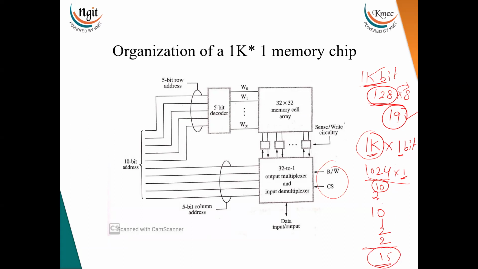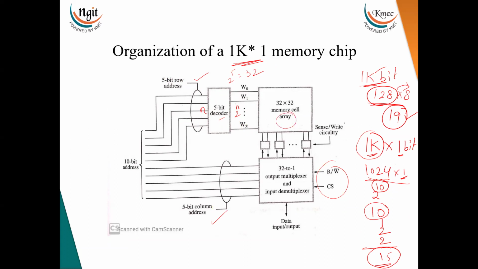Now, if I am designing the 1 kilo by 1 bit memory chip, then I need the 10 address bits. Those 10 address bits are divided into 5 bits for the row and 5 bits for the column. Now again, this is the decoder. What is a decoder? If you apply n inputs, it will generate 2 to the power of n output lines. So by giving the 5 row address bits, it will generate 2 to the power of 5, which is nothing but 32 rows. These are 32 word lines, or 32 rows we can say.